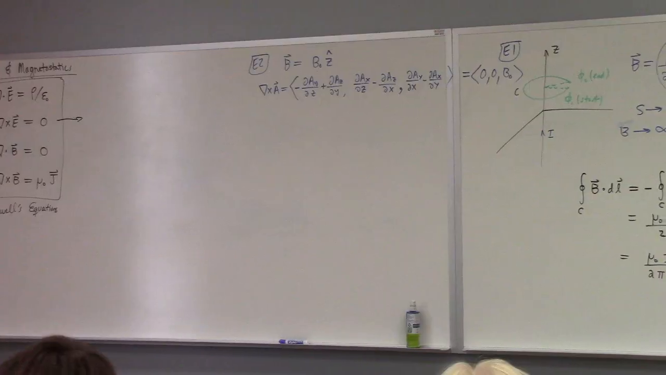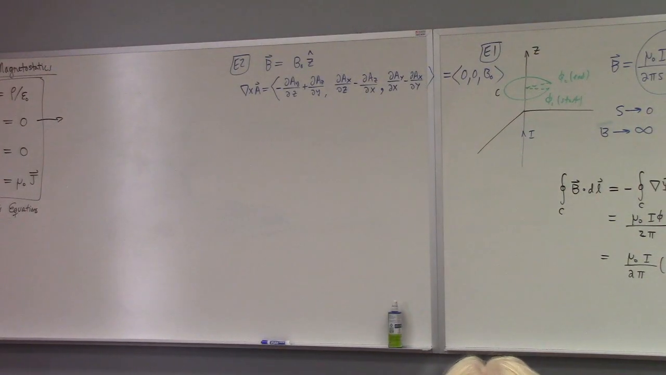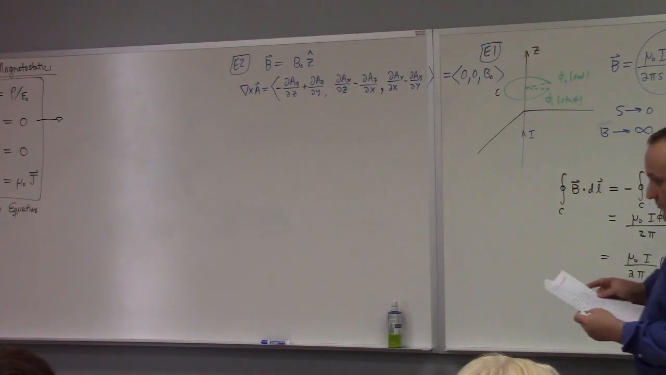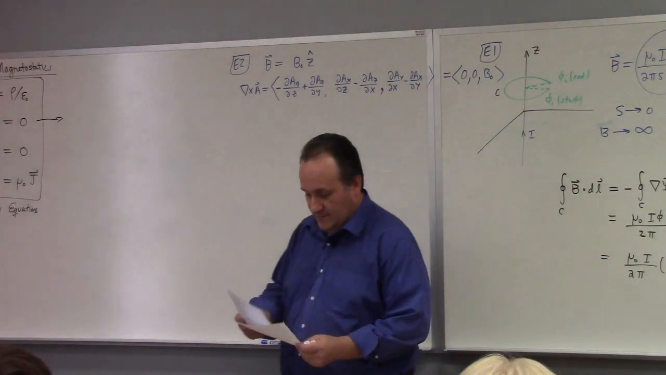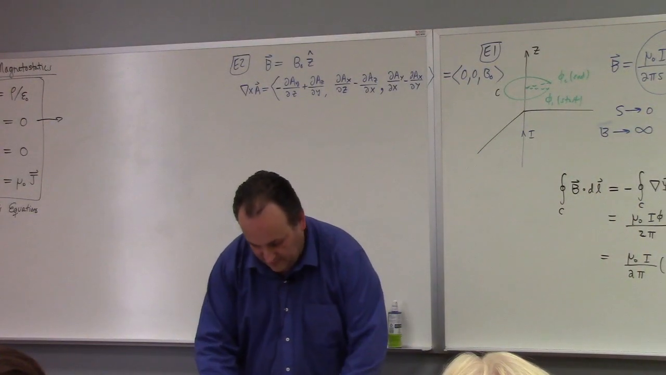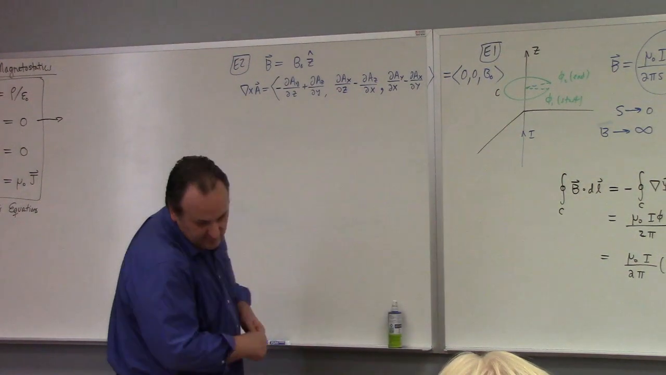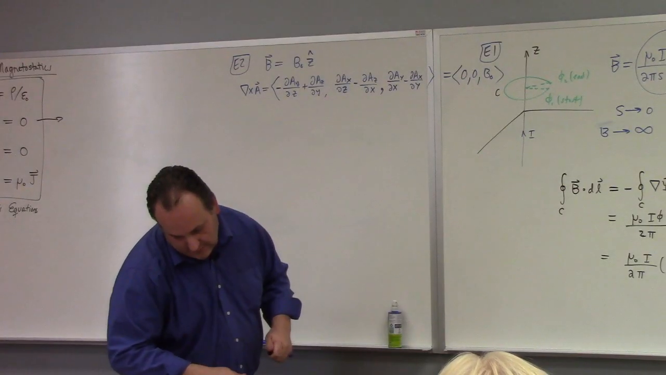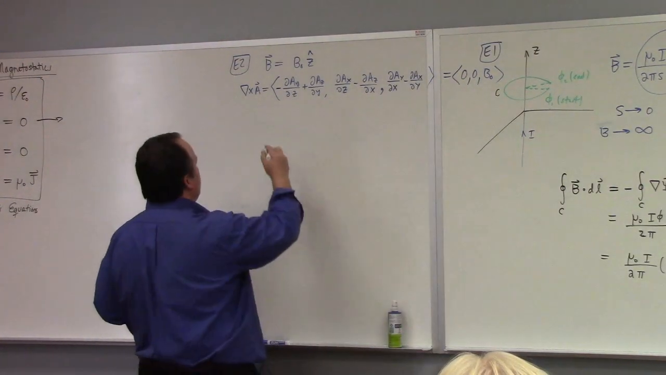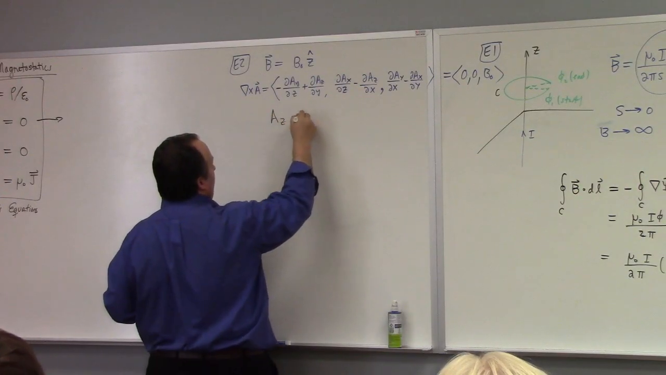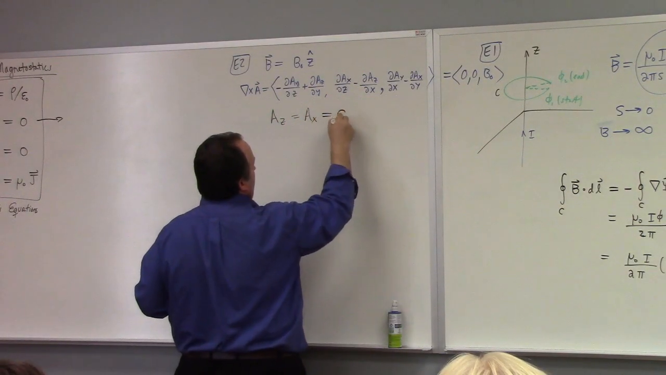All right. So now is the time we make choices. Choices born of convenience. Choices that could go another way, but the choice I'm going to make now is I'm going to make AZ and AX equal to 0. You know why? Because I can.